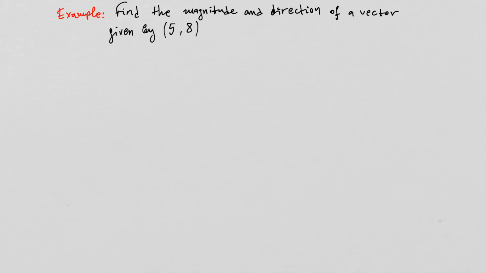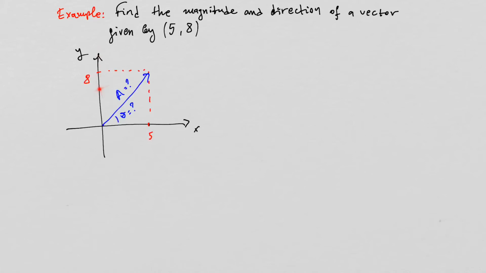Now let's find the magnitude and the direction of a vector that was given by the coordinates 5 and 8. So this now is a rectangular coordinate representation. Let's sketch this problem and let's see what we can do about it. So here is my coordinate system. The coordinate 5 is along the x-axis, 8 is along the y-axis. So if I complete this rectangle, the vector will be along the diagonal. So I want to find the magnitude of this vector, or in other words, the length of this diagonal, and also the angle that it makes with the positive x-axis.